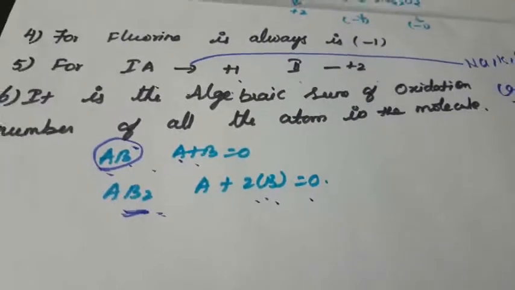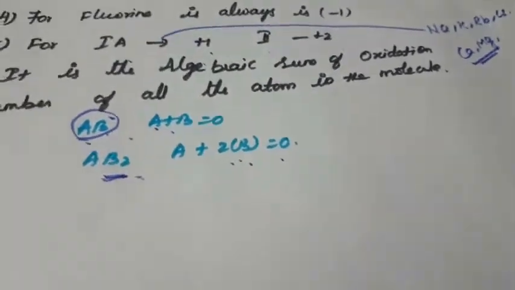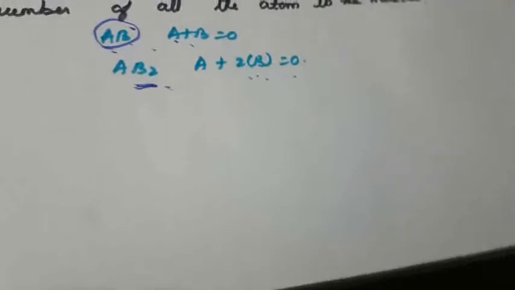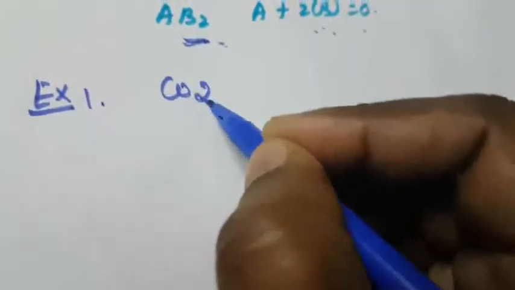First you are going to calculate the oxidation number, so you can easily understand how to calculate it. Example 1. First you have to find out carbon dioxide.